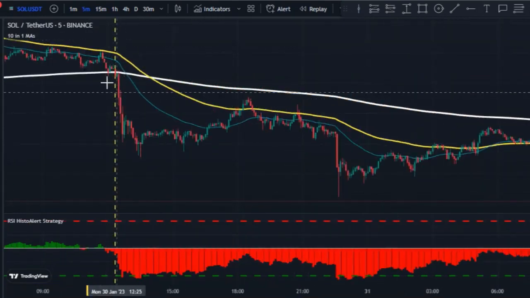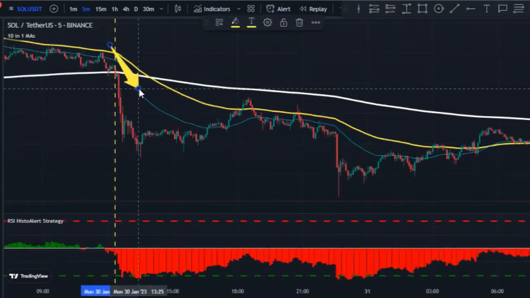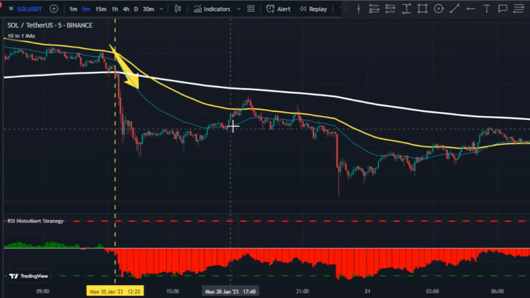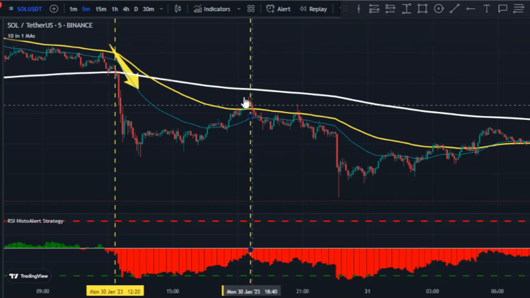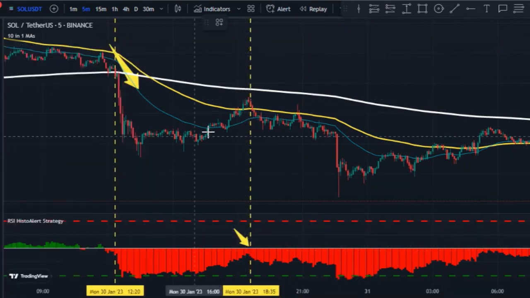In this example, a downward crossing has occurred and after that the price action pulled back to the moving averages. So this pullback is a sell signal and the histogram of the historical RSI indicator is also red, so the sell signal is confirmed.